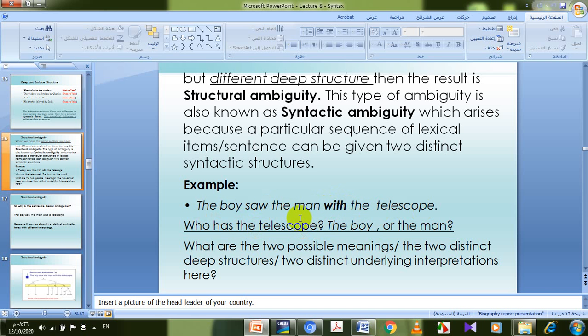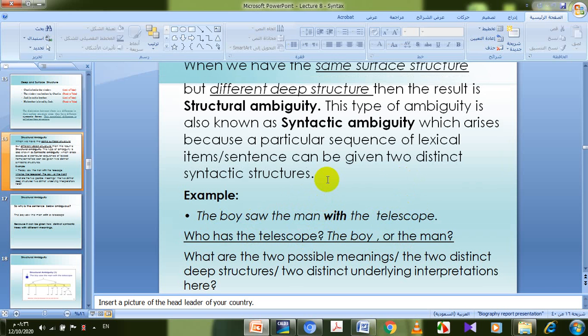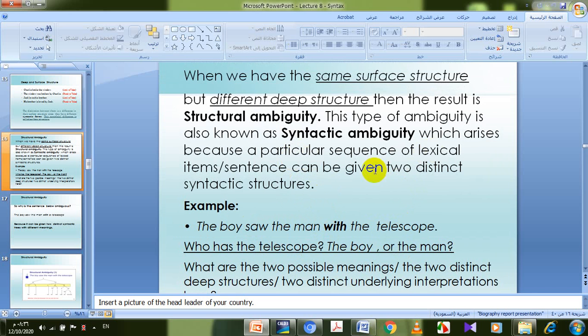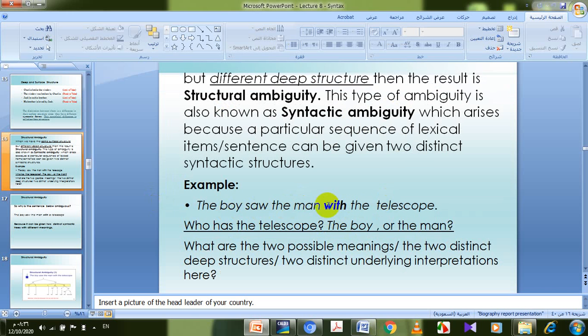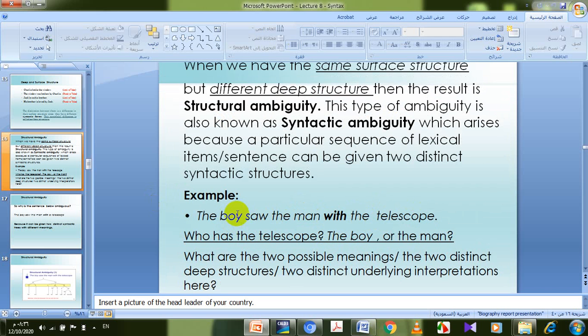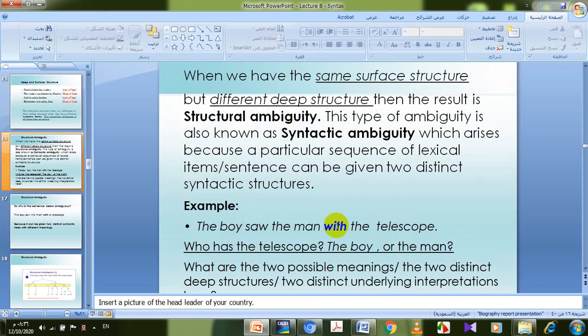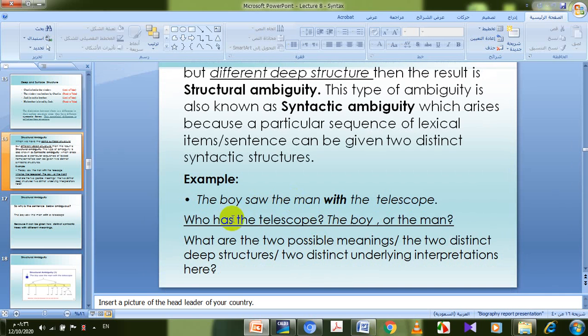So we have two distinct syntactic structures. Okay, so this is called structural ambiguity or syntactic ambiguity. Here we have the same surface structure but different deep structures. The boy saw the man with the telescope, but the structures are different because we have two distinct syntactic structures. Okay, again, who has the telescope? The boy or the man?